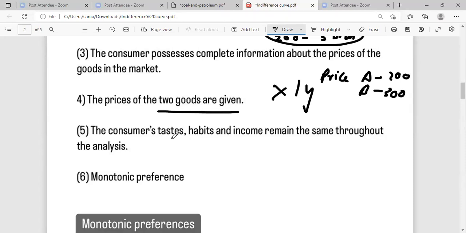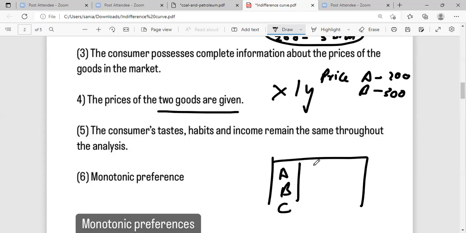Next, the consumer taste, habits, and income remain same throughout the analysis. So, for example, you are making the indifference curve. So you have combination A, B, C like this. So over here, you say, ma'am, I like A and B. That means, for example, you purchase two of X good and three of Y good. Second, you purchase one of this and two of this like this. But again, it is decreasing, right? So you say, no ma'am, now I want to purchase more of X, so I will purchase 3 and this 0. No, suddenly you cannot change it, right?